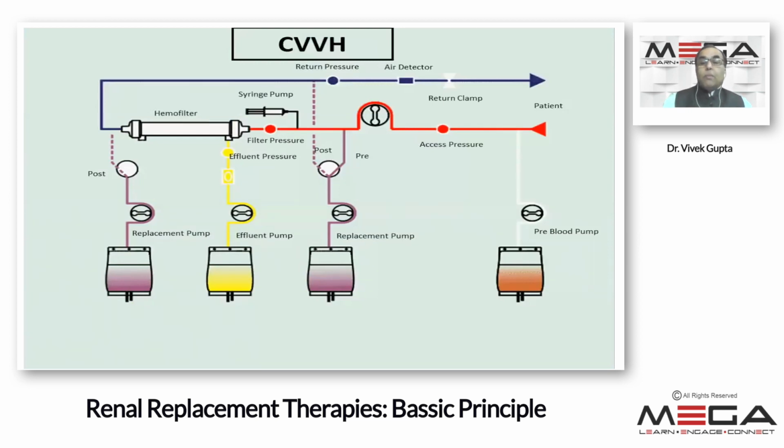This can be placed at several places. If you look at this, it can be placed even at the pre-blood pump position, or we can have the replacement pump before the filter. So this is pre-dilution. We can also have a replacement fluid after the filter, or even before the return when we are returning. All these are post-filter. So we call it pre-dilution and post-dilution.